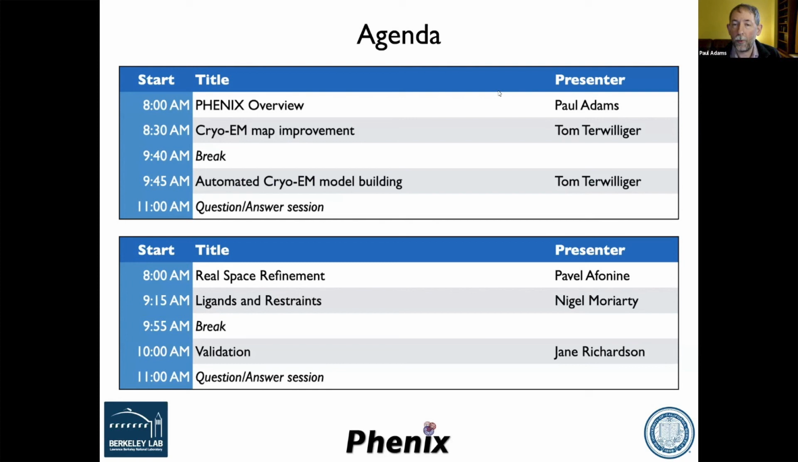I'm wondering about combining the map, sorry, the density improvement, with the combined focused maps. Is it possible to somehow use both of those tools? And if so, in what order would you recommend?